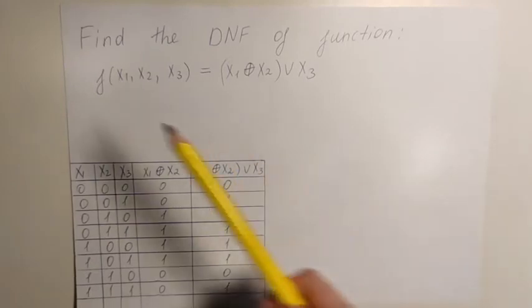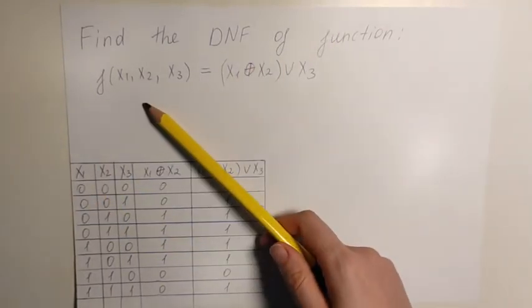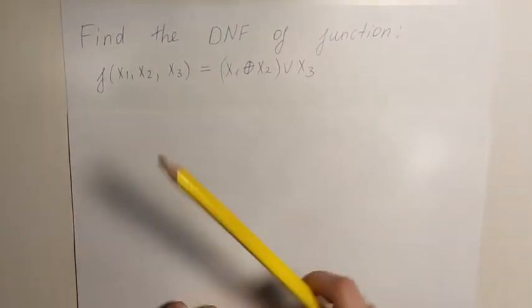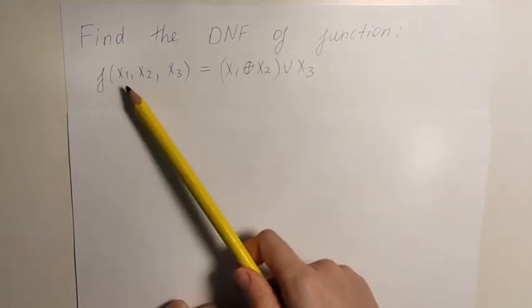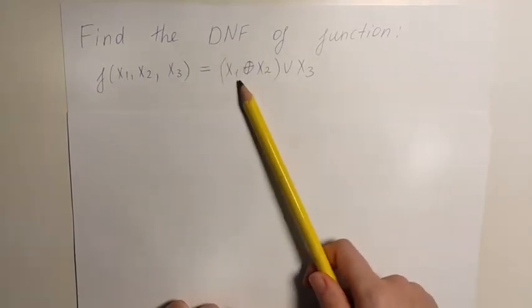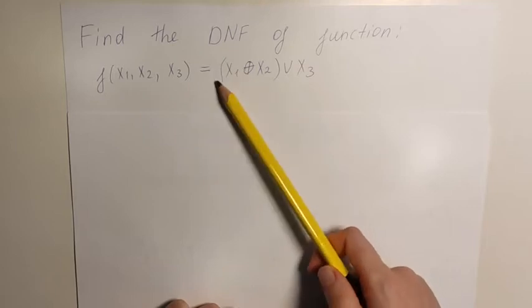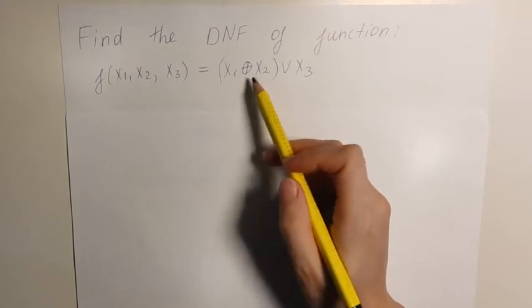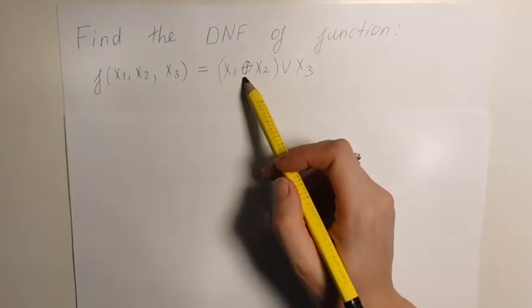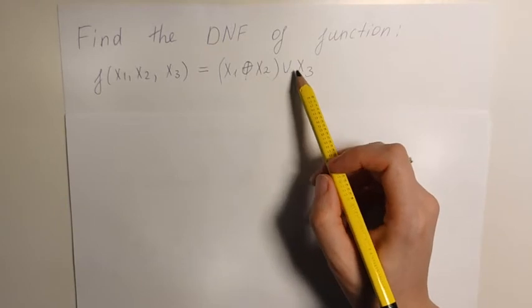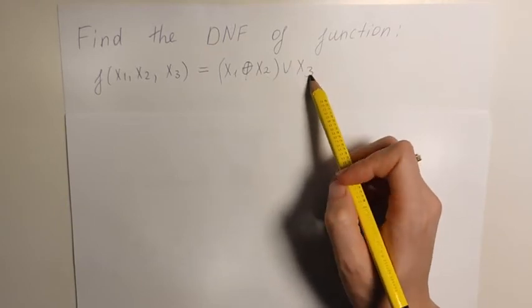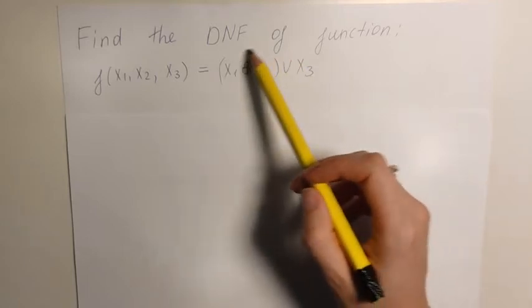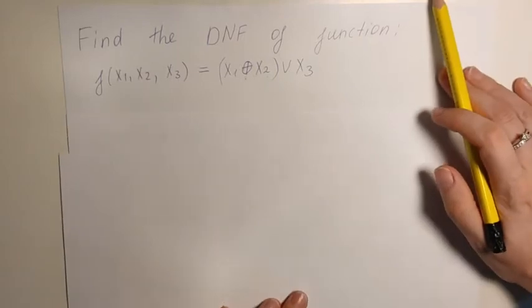Next question, find the DNF of the function f(x1, x2, x3) is equal to x1, this is exclusive or, just XOR, x2 and conjunction x3. This is the opposite of biconditional. Let's construct the truth table of this given function.